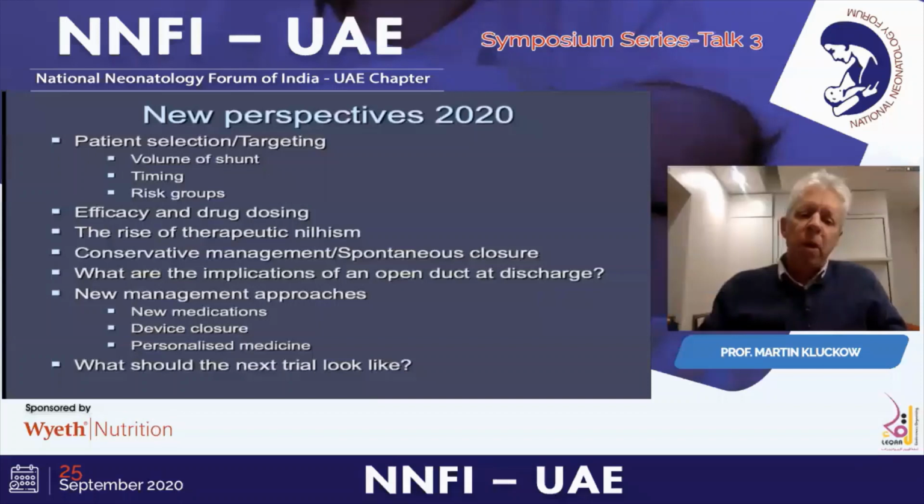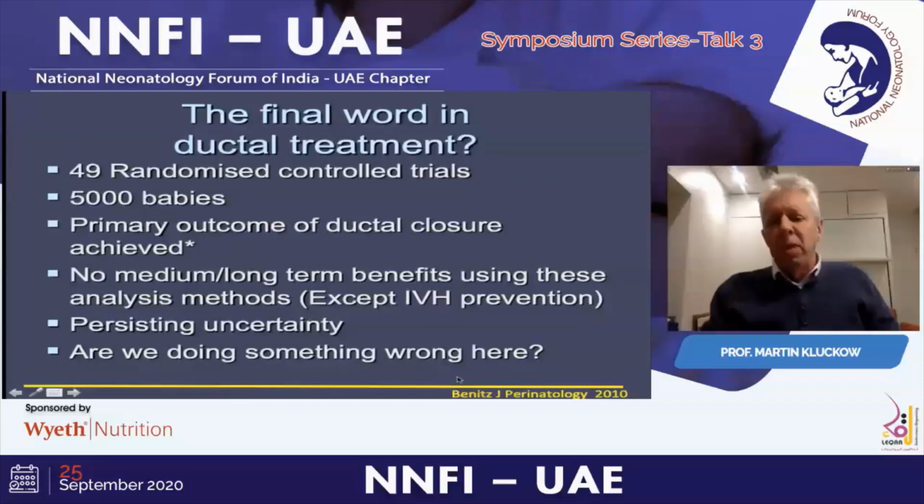arteriosus. Often the big meta-analysis by Benitez is the thing that comes to mind when we're looking at outcomes for ductal treatment. That was a large meta-analysis of almost 50 randomised controlled trials, 5,000 babies.